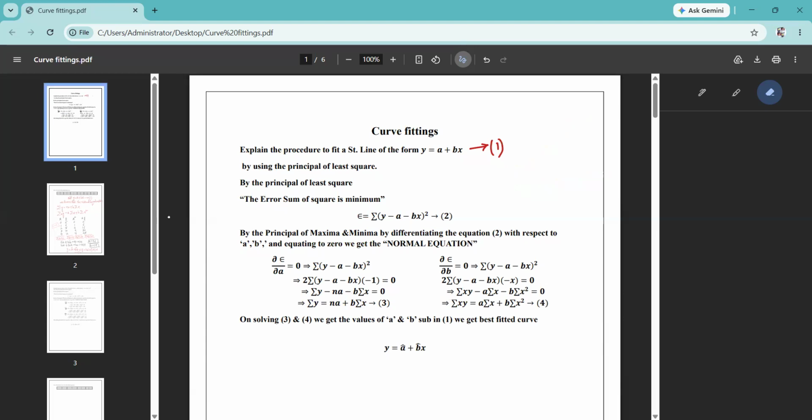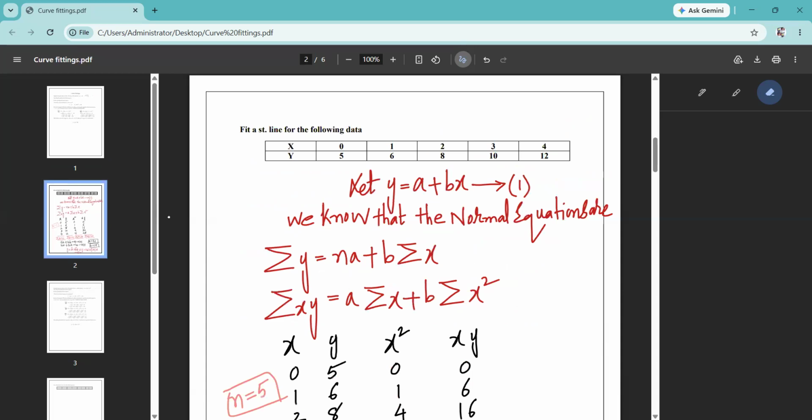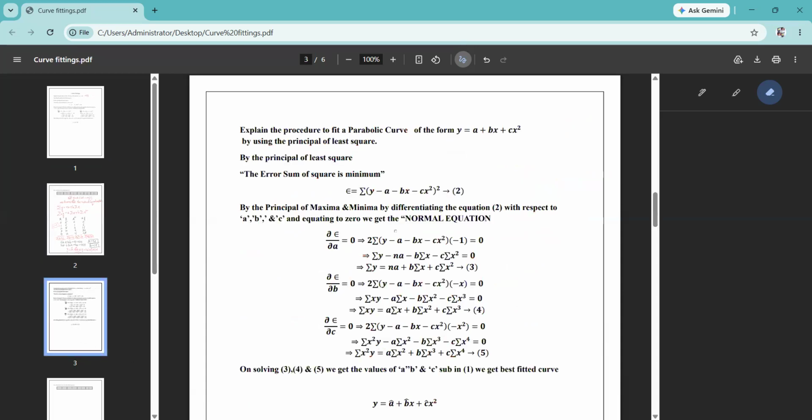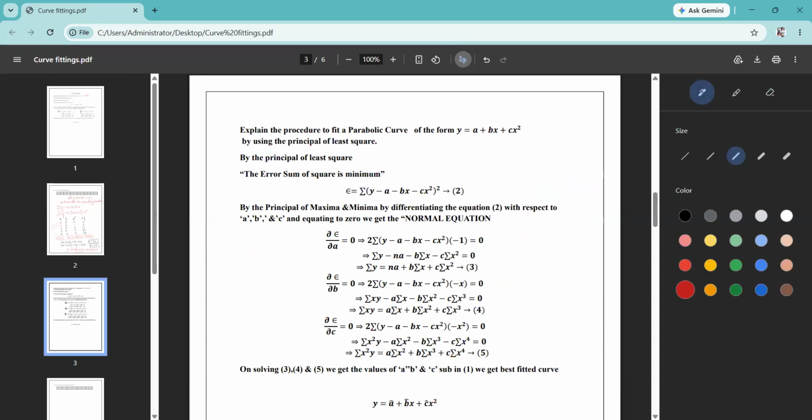This is equation number 1. These are the normal equations, and we have done one question based on this. Now, moving to the next one: explain the procedure to fit a parabolic curve. In our question paper, it is clearly mentioned: parabolic curve.